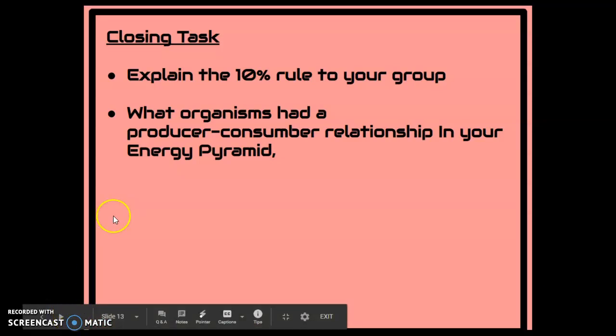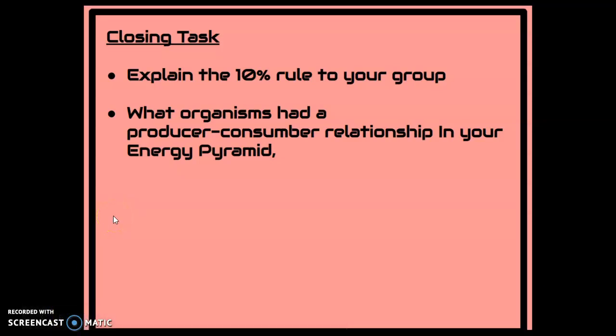So anyway, that is all for today. Make sure that you submit your energy pyramid properly through Canvas, if you don't mind. I'd really appreciate it.